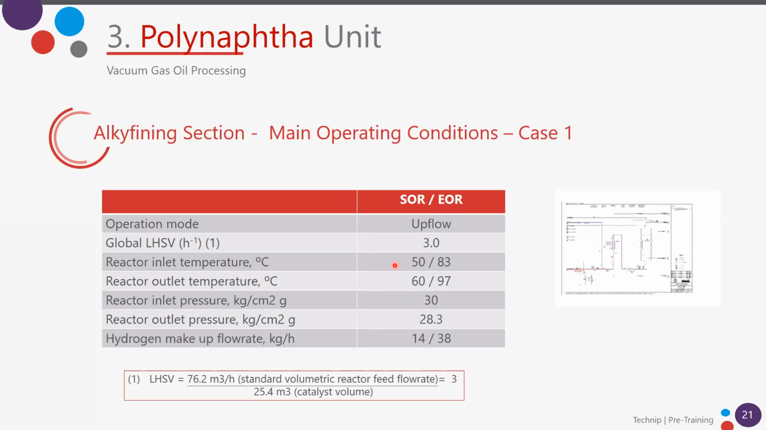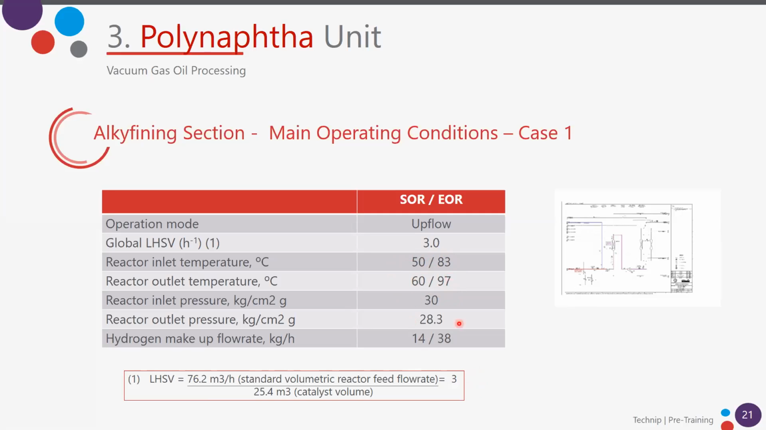We have the reactor inlet temperature. At the start of run conditions, we have 250, and during the time, we get up to 83 at the end of run conditions. At the reactor outlet, we will have 60, and at the end of run condition, 97.